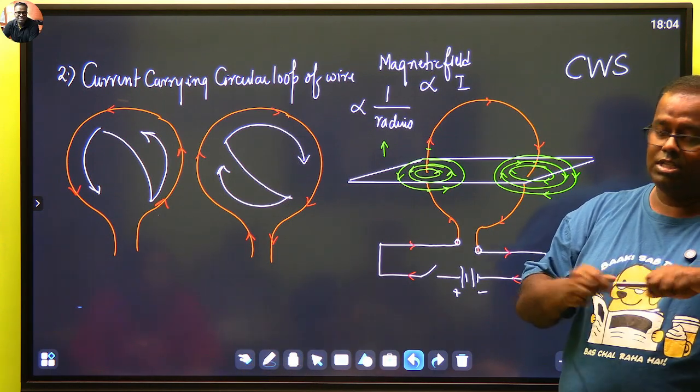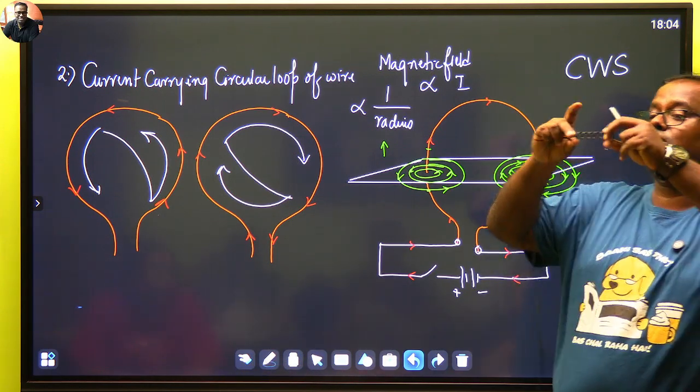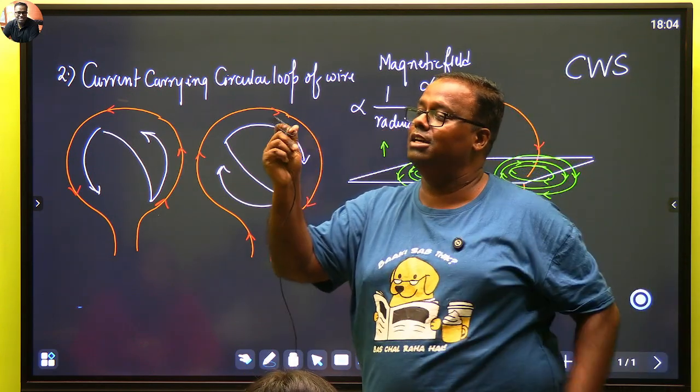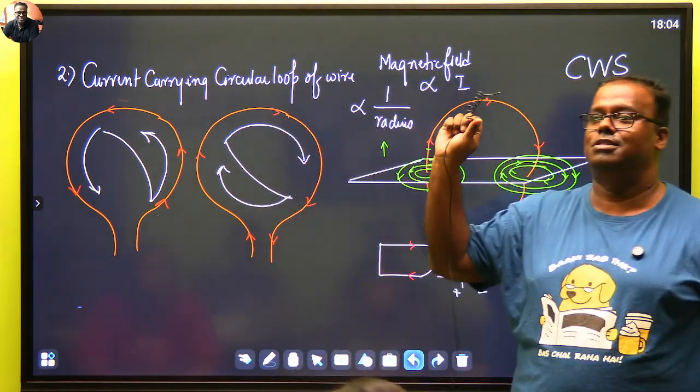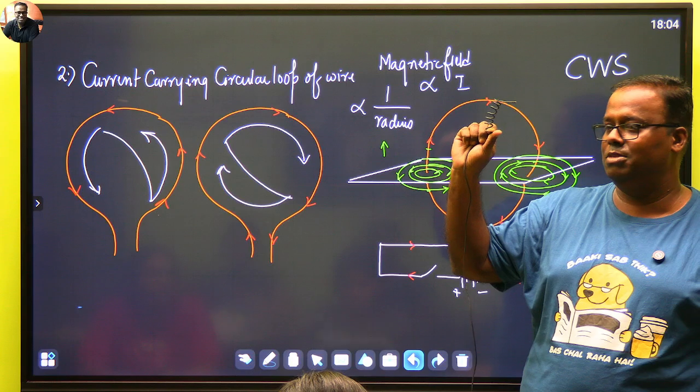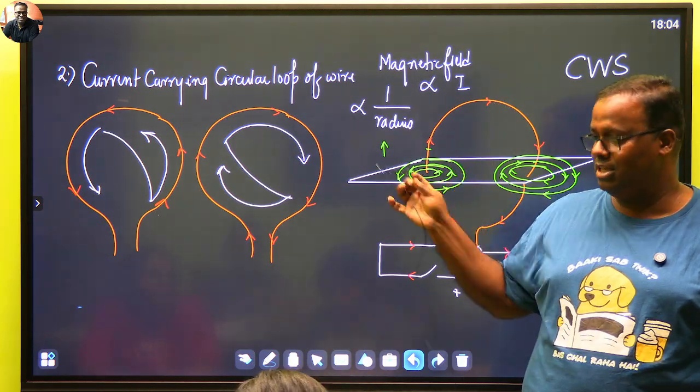Next, we will study something like this. This is called a solenoid. It becomes like a spring. This is a solenoid. This is the next thing to study.